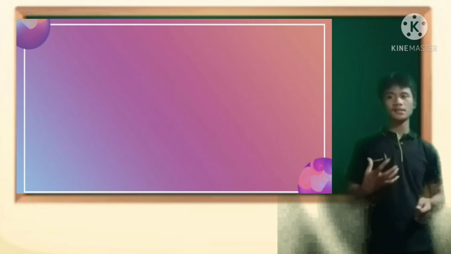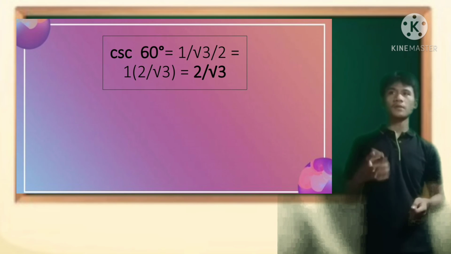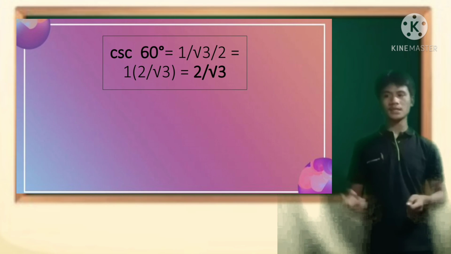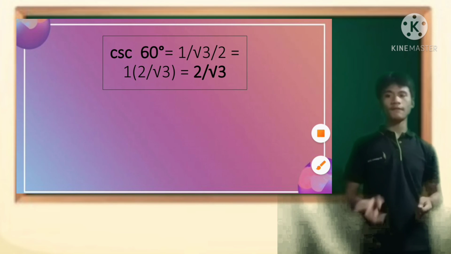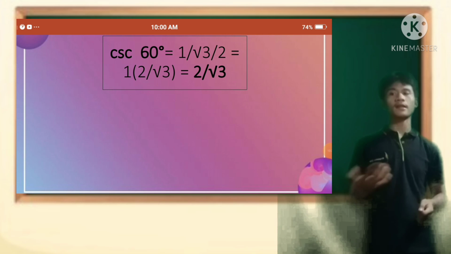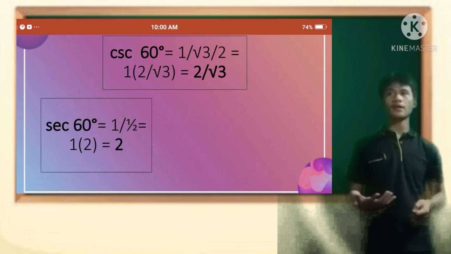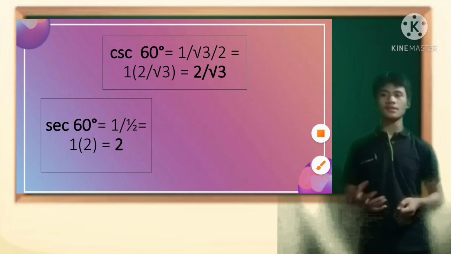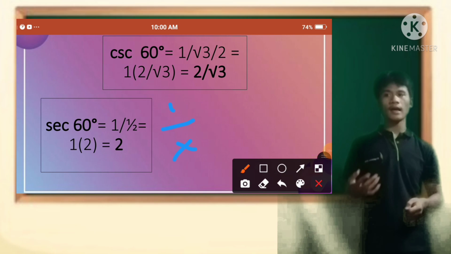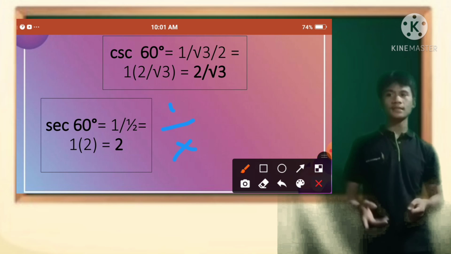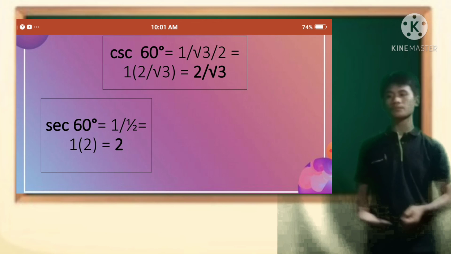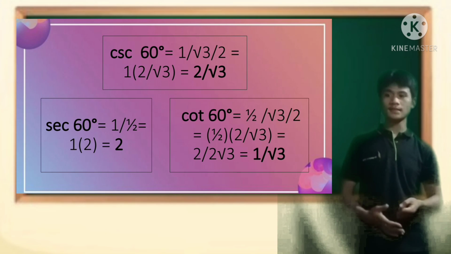Here in the cosecant 60 degrees, the formula is 1 over y. 1 over the value of our y, which is square root of 3 over 2. Simplify, so we have 2 over square root of 3 as the value of our cosecant. The formula in finding our secant is 1 over x. 1 over the value of our x, which is 1/2. Then simplify, so we have 2 as the value of our secant 60.